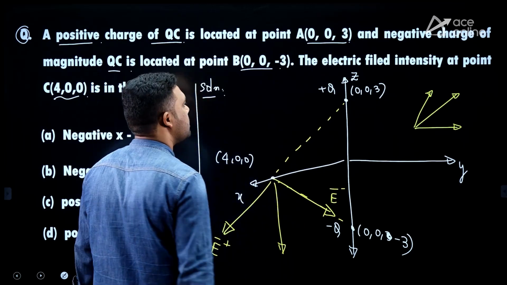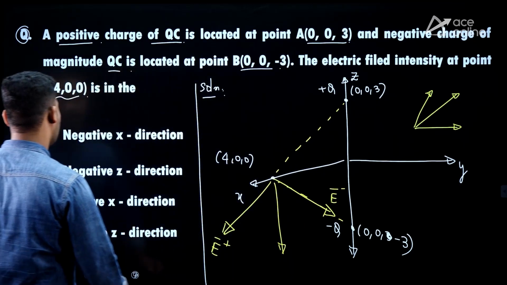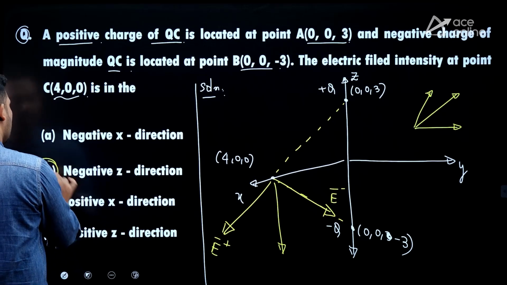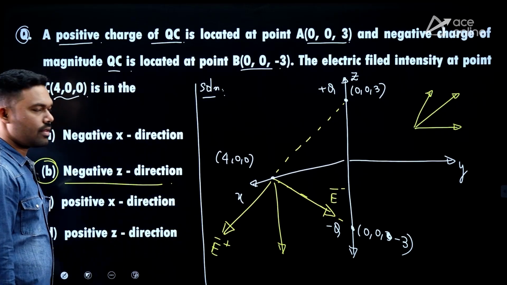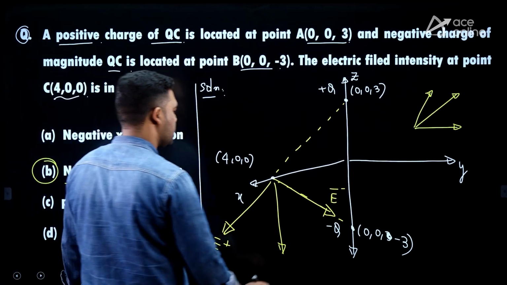So in which direction is it? It is in the negative z direction. Negative z direction. Option B is the answer. Yes, E total.